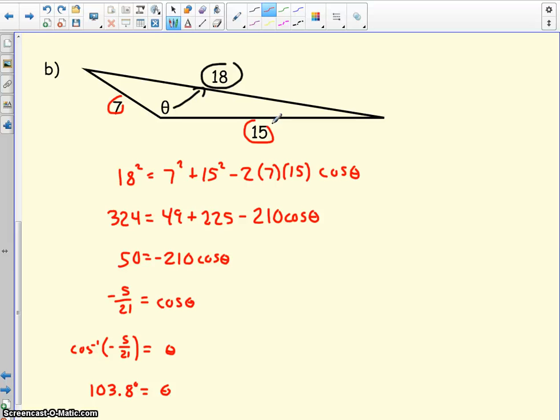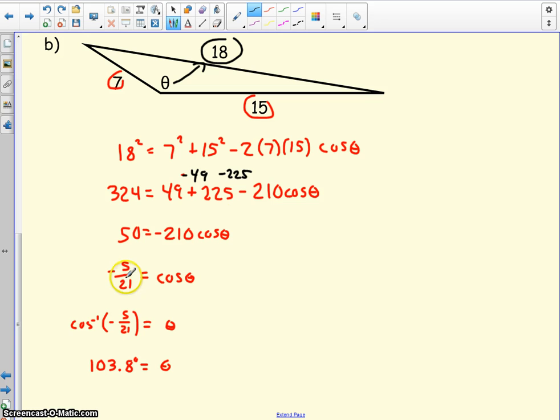Now, the algebra can be a little bit tricky. Just be very, very careful. It's easy to make a mistake. So what I did here is I squared everything here. I multiplied these. And then at this point, I did 324. I subtracted 49 from both sides of the equation. And I subtracted 225 from both sides of the equation to get 50 on the left side.